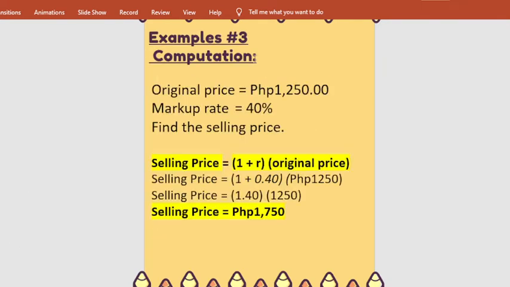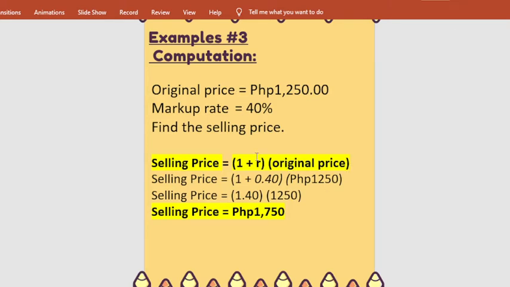Okay? Now, let's compute. So, we have to write the given. Okay? So, the original price is 1,250. Markup rate is 40%. And we have to find the selling price. Diba? So, yung wala pang tax. So, since we have the markup rate, it means that we are going to use the markup equation. Okay, so selling price is equal to 1 plus rate times the original price.